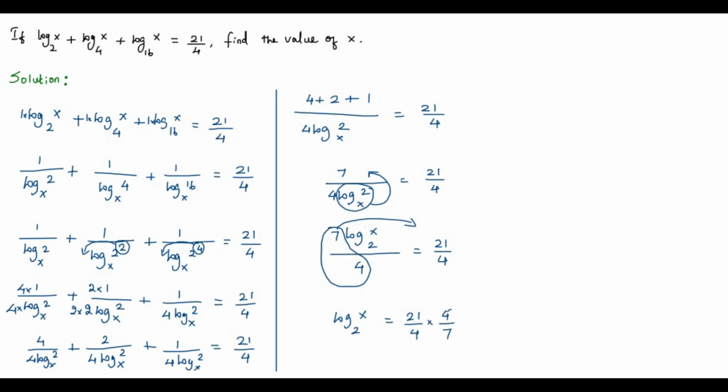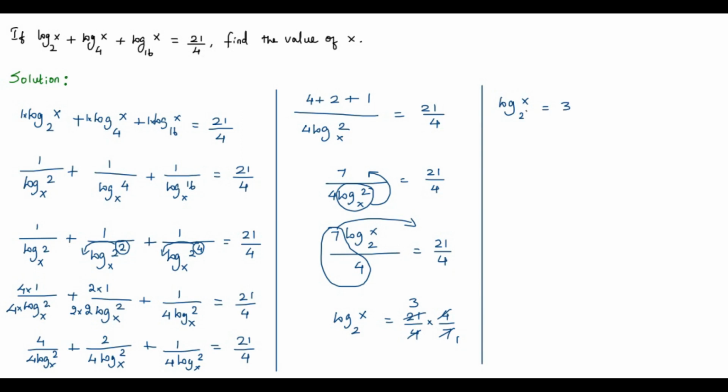If I simplify this one, 4 can be cancelled out. 1 times 7 is 7. 7 goes into 21 3 times. So we get log x to the base 2 is equal to 3.